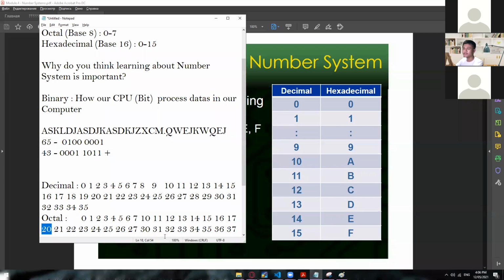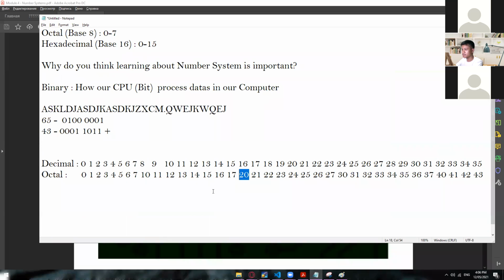Okay, so let's use our previous example. Let's just add another range of numbers, hexadecimal, so that we can align that to our example in decimal and octal. So here, 0 to 9 is the same, so no problem.